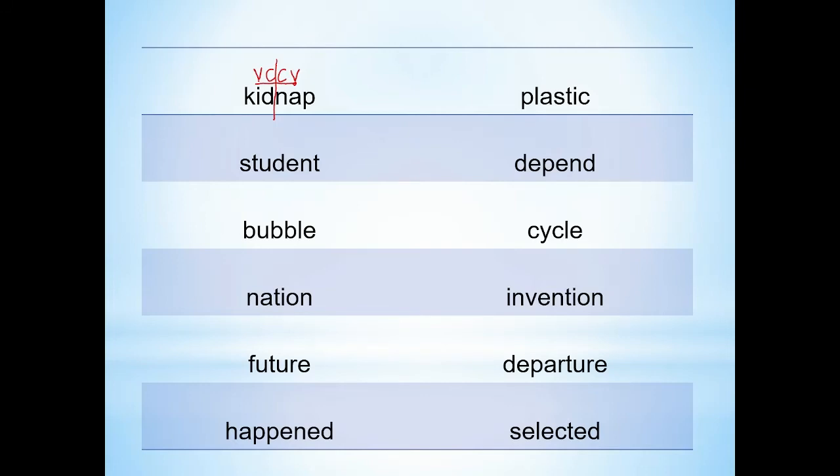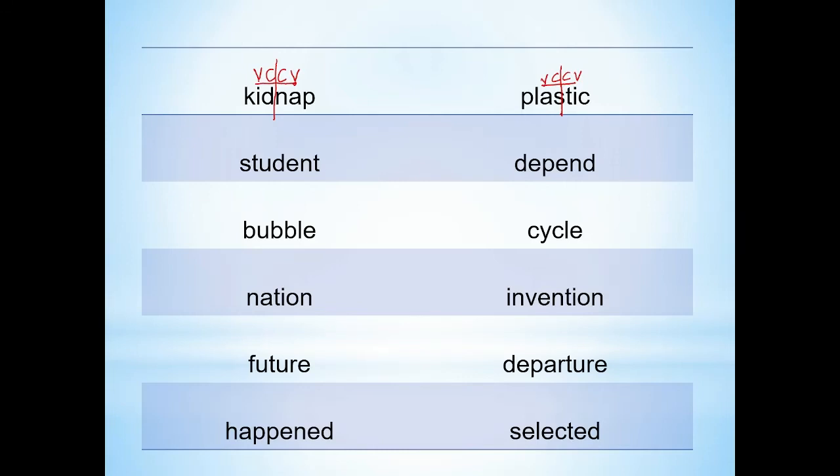Let's take another example. Another long word. So we'll code it again on the vowels. Draw a line, vowel, consonant, consonant, vowel, and break it between the 2 consonants. The word is plastic.